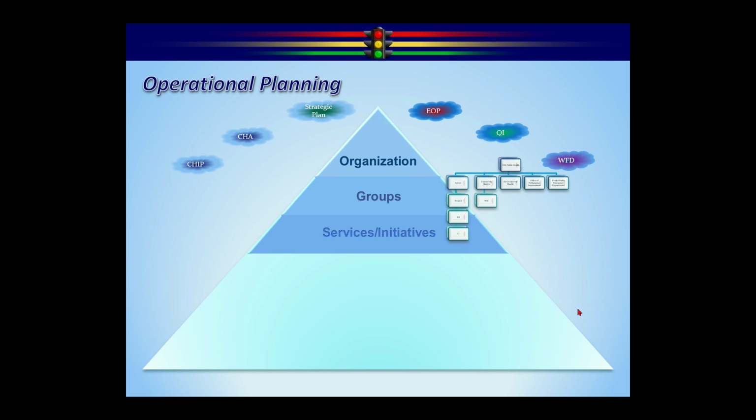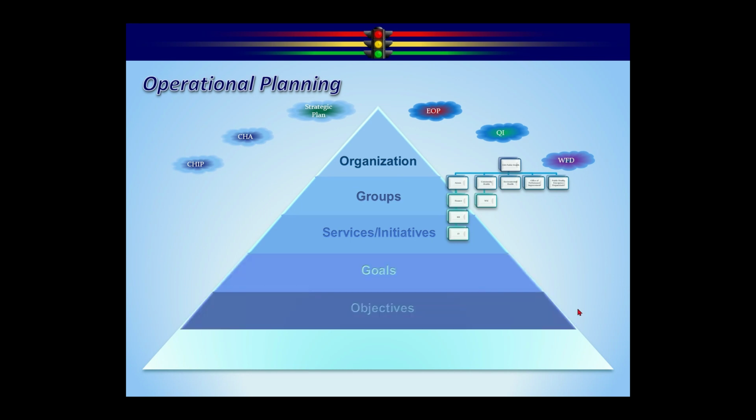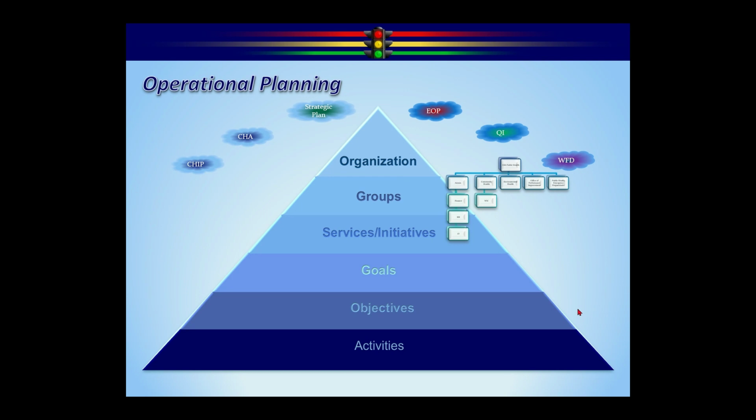Initiatives are future programs that we're trying to implement. We're going to talk about building an initiative today around tobacco cessation. Underneath services or initiatives, then you're going to have a set of high-level goals. Each high-level goal will have a set of what we call SMART objectives. And then each objective will have a set of activities or action steps that are going to get us to the objective.